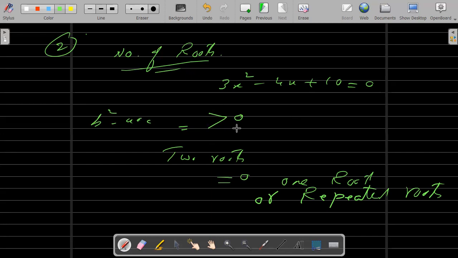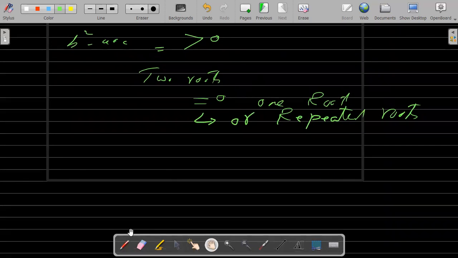So two roots means greater than 0. Equal to 0 means one root. Or what is the third possibility? If the answer is negative, then you will say that no real root or no root, same thing. Complex roots are there, but those you will do inshallah in P3, A2. Alhamdulillah. Yes, Abdullah, any doubts? It was the second use of b square minus 4ac.